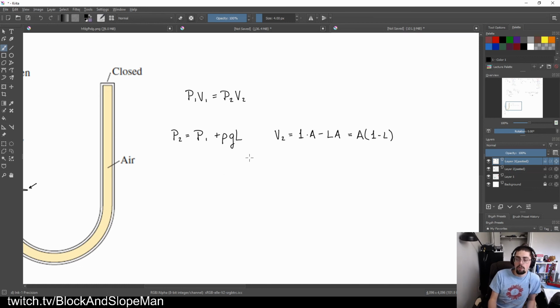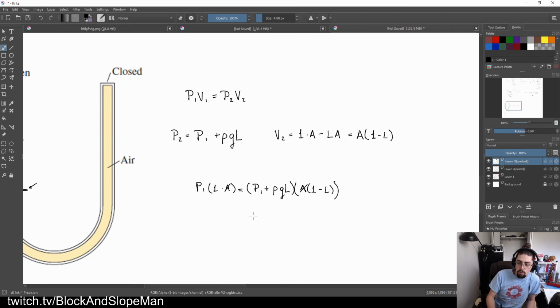So now we can take all these things and plug them into one equation together. P1 is just a value that we've got. I'm going to plug in 1 times A for V1, times P1 plus rho g L, times A times 1 minus L. Okay, and we are in luck because we can cancel out the A from each side, so that's no worry.